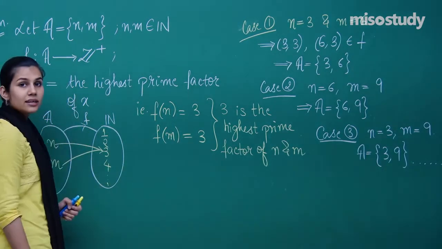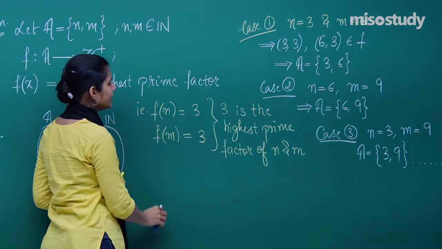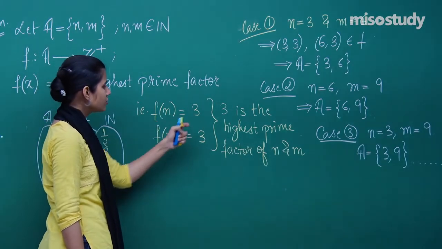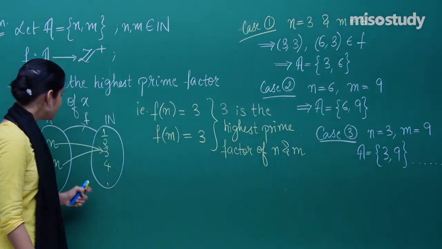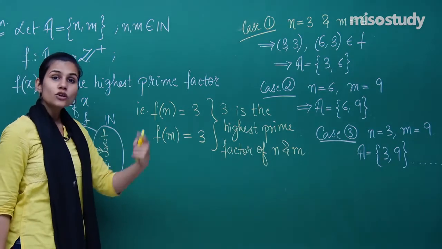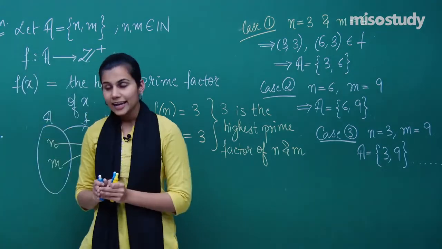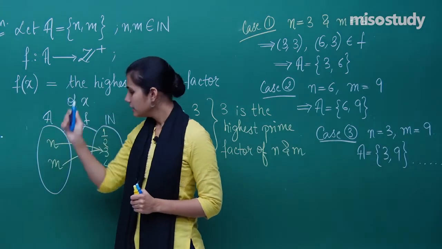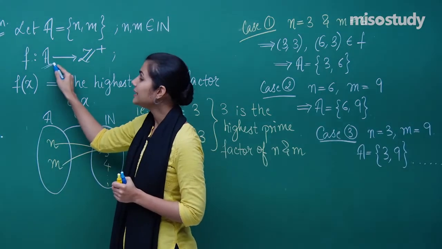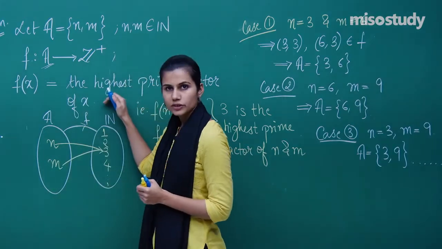For A as {3, 6}, for example, I am going to get f of n equals 3, f of m equals 3. That means f of 3 equals 3, f of 6 equals 3, giving me the same arrow diagram. If I take A to be equal to {3, 9}, again the same arrow diagram. If I take A to be equal to, say, {6, 9}, again the same arrow diagram. That means with the help of many A's, I am getting the same function f with this definition.